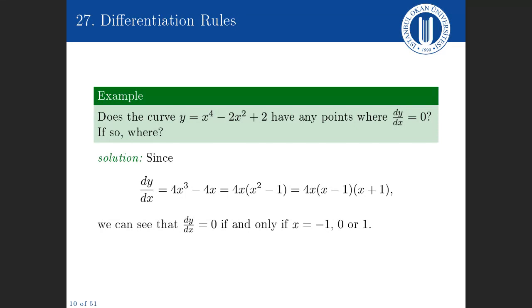Does the curve y is equal to x to the power 4 minus 2x squared plus 2 have any points where the derivative is equal to 0? And if the answer is yes, where are they? What we're going to do is differentiate this function, and then put it equal to 0, and see, are there any points which make the derivative equal to 0? So step 1, let's differentiate this function.